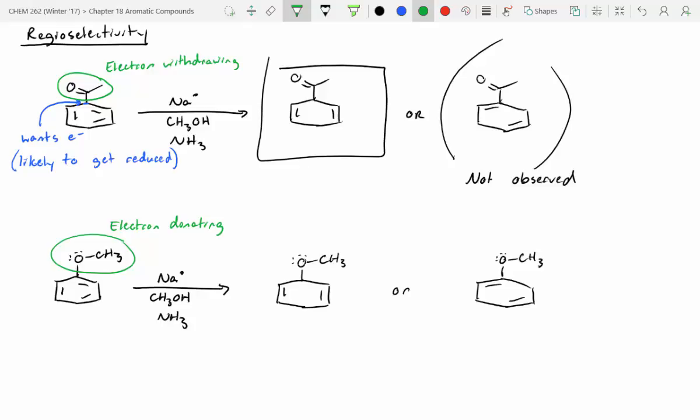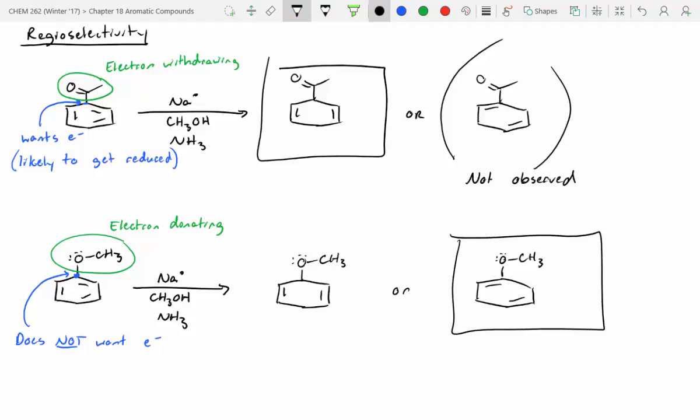Okay. So if that's electron donating, again, I look at this carbon where it's attached. And in this case, it does not want electrons. Right? So if it doesn't want electrons, which of these two products is more likely, the left one or the right one? Right one. This one is not observed. Does that make sense?